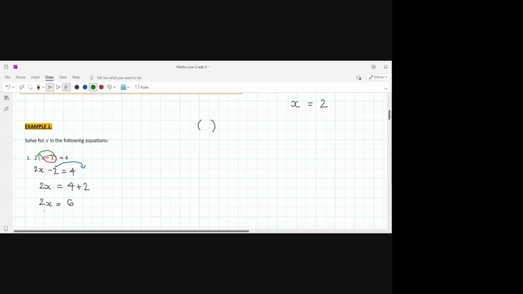Divide by 2, ma'am. Divide by 2. Beautiful. Excellent. We want to divide by 2. All right, so what's my answer? I now have to say the answer is x is equal to 3, ma'am.